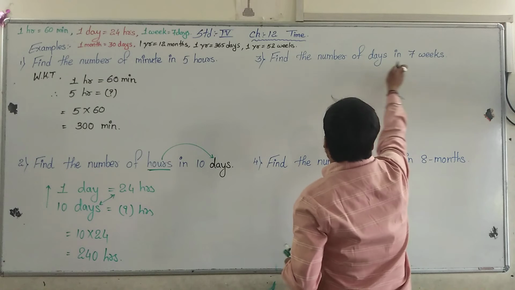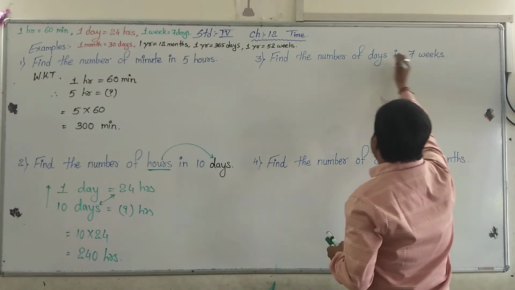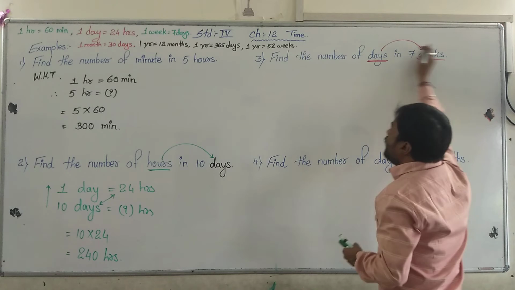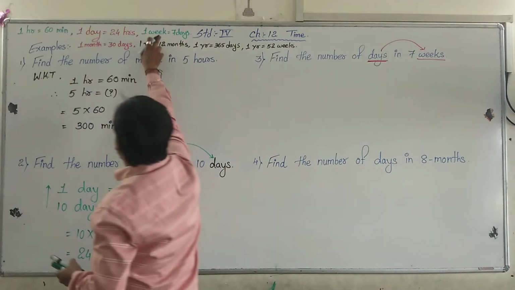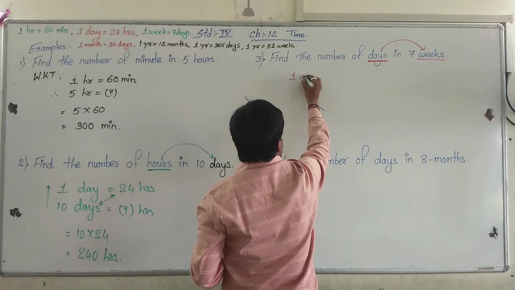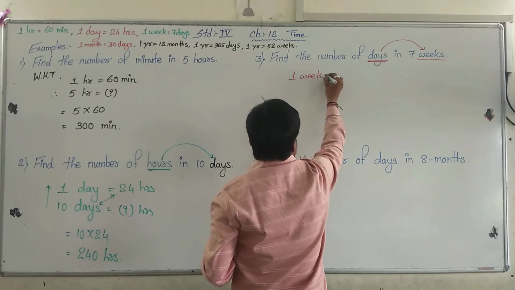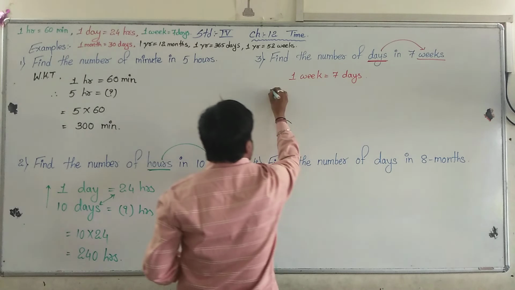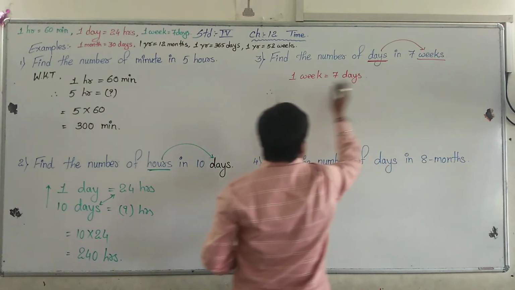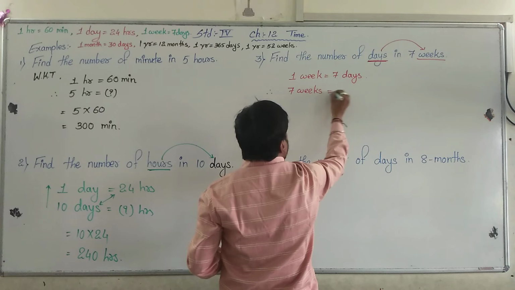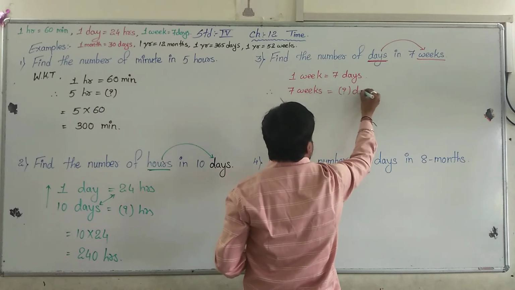Find the number of days in 7 weeks. So we are dealing about days and week. Days and week. What is given to you? That 1 week is equal to 7 days. Therefore, how many weeks are given to you? 7 weeks is equal to how many days?